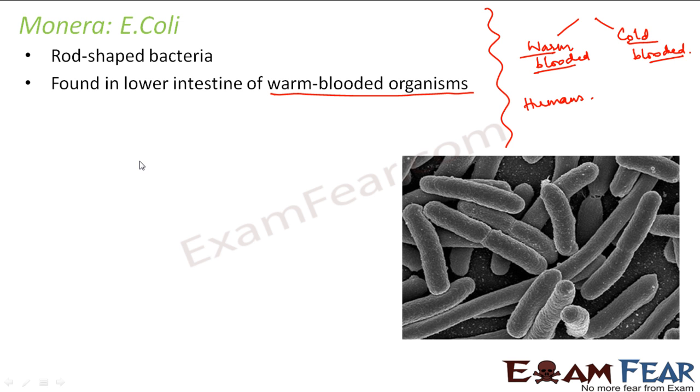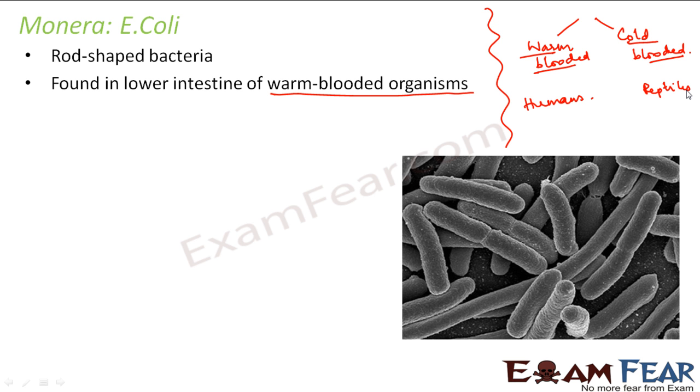So now these E. coli are found in the intestine of warm-blooded animals. That means those animals which tend to keep their body temperature constant. Examples of such animals are human beings, birds, most of the mammals in fact. So birds, human beings, rats, cats, they are all examples of warm-blooded animals. When I talk of cold-blooded animals, which take the temperature of the surroundings, you can have examples of the reptiles like lizards, or insects. They are all cold-blooded animals, right?